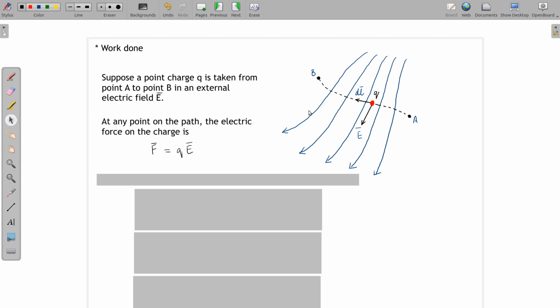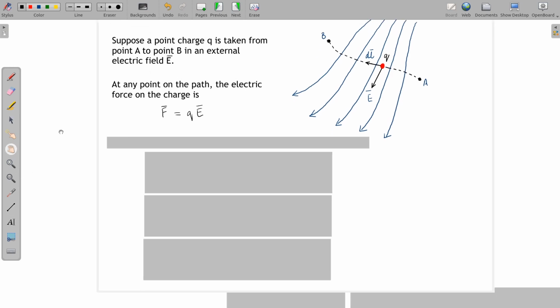Then at any point on the path, the electric force on the charge is obviously charge times the electric field, because all you need to know is the electric field. Once you know the electric field, just multiply the electric field with the charge, and that is going to give us the force which is experienced by this charge. So the force is equal to Q into E.